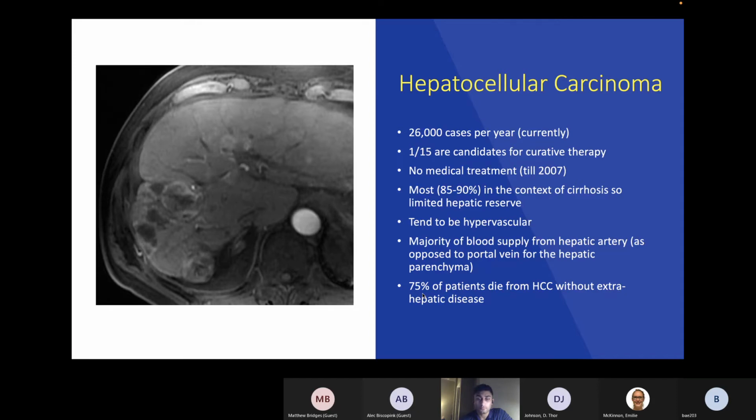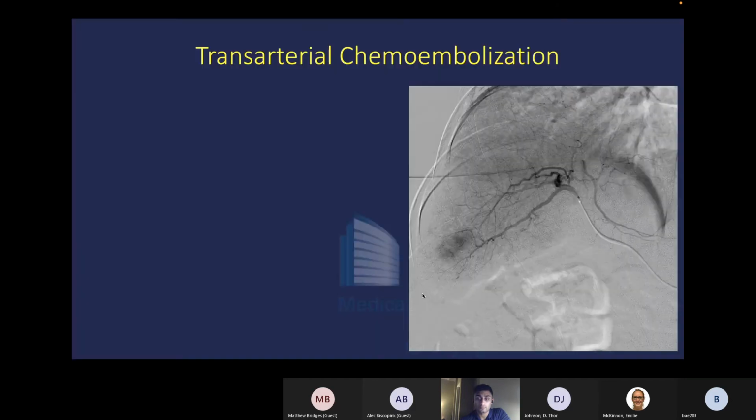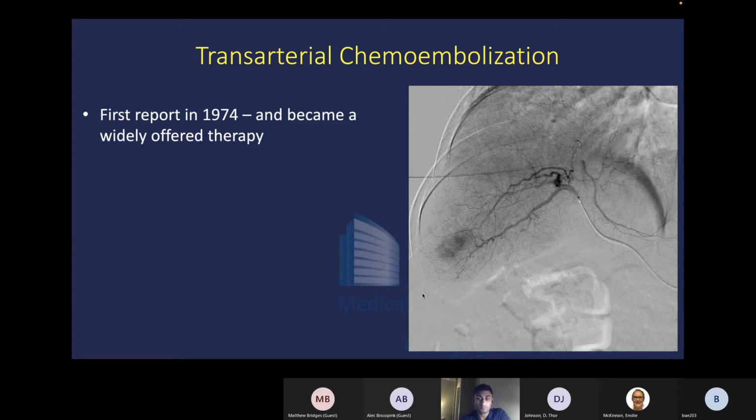And then the other very interesting thing about HCC that made it different from anything else is that 75% of these patients die from HCC without it ever leaving the liver. And so this is a local problem that you can apply local regional therapies for, especially in a patient too sick for surgery. And so the first report of transarterial chemoembolization came in 1974.